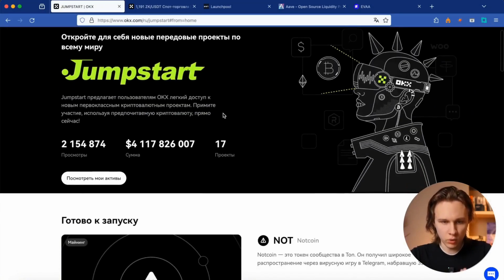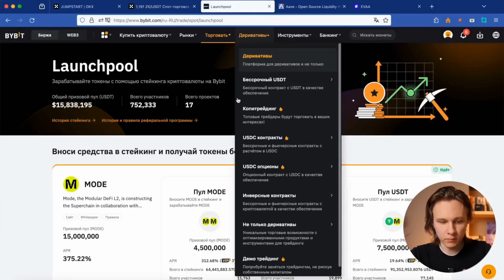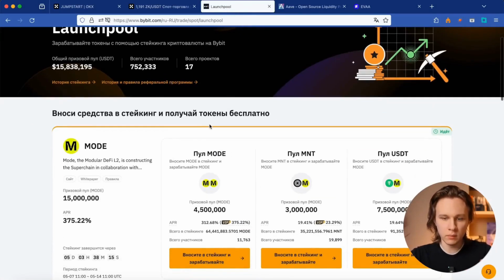What is the concept of launch pools and why are they needed? Developers who create their projects need to attract a certain number of users and create activity on their token. That is, there should be volumes, there should be buyers, there should be sellers, so they are interested in having their token listed on some major exchange.